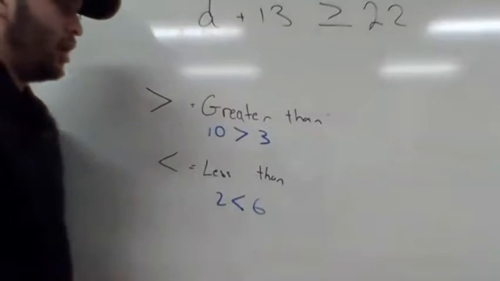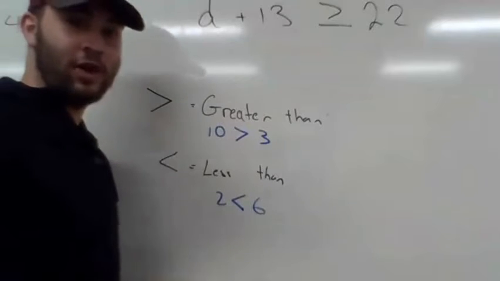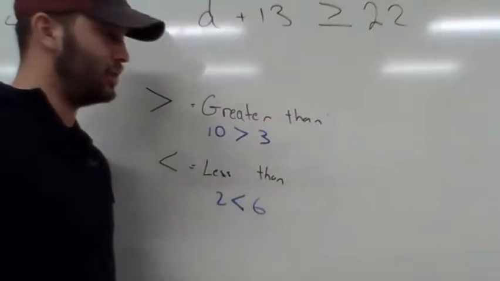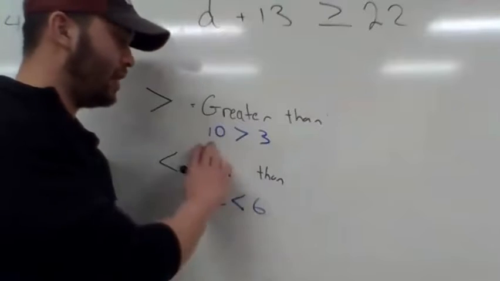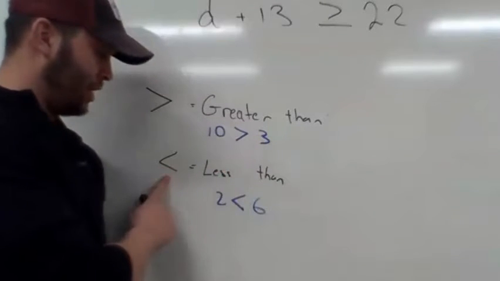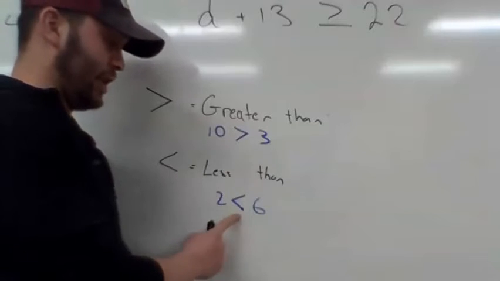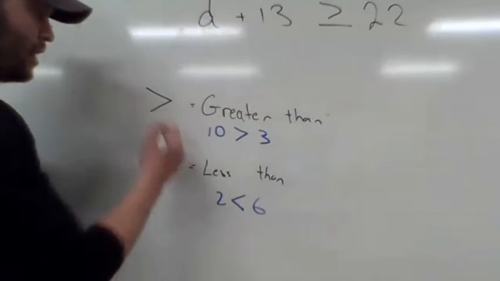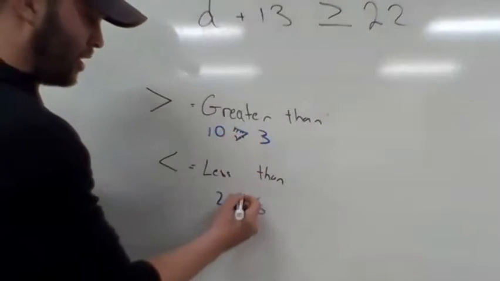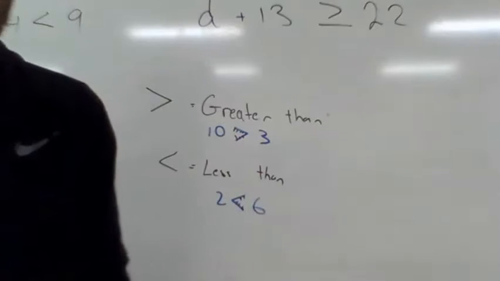This sign right here, greater than. When it's pointed in this direction, it's going to be a greater than sign. Make sure that you know that that is called the greater than sign. All this is saying is 10 is greater than 3. Then we move on to the less than sign, and that is 2 is less than 6. I'm sure your elementary teachers used to talk about how this is an alligator. The alligator always eats the bigger one, right?